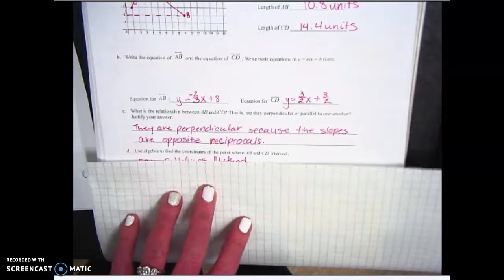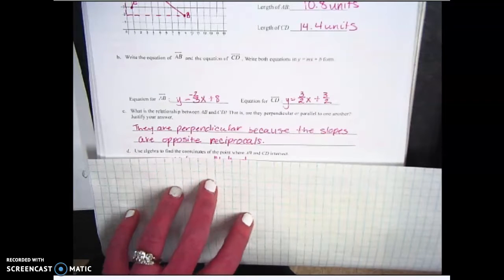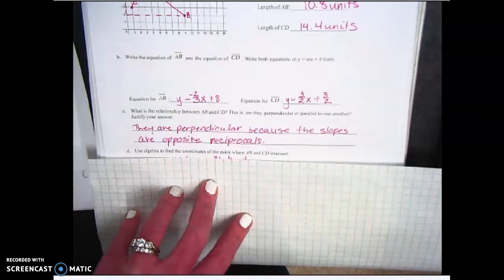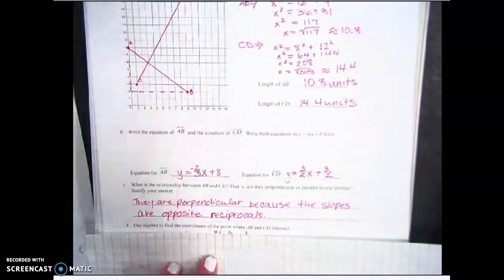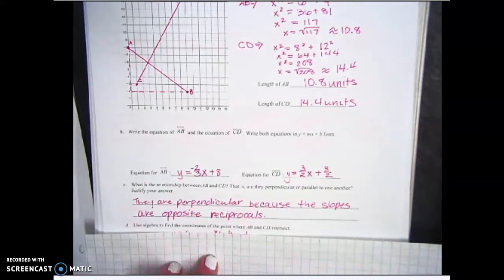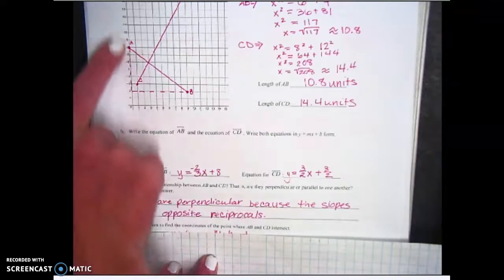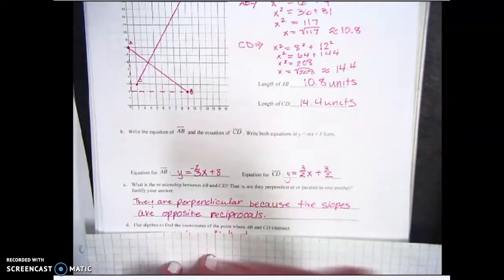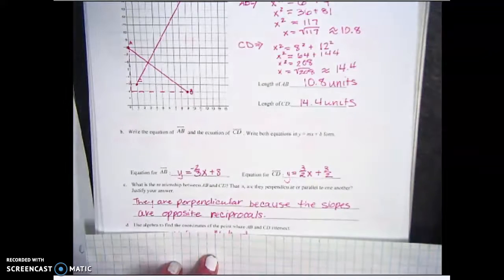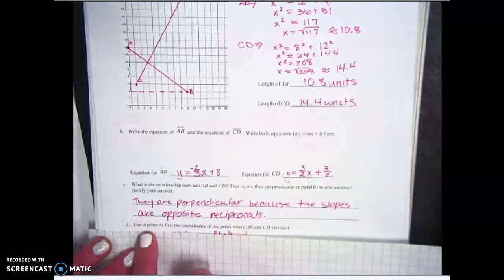Part D says use algebra to find the coordinates of the point where A and B intersect. Can you look at the graph and figure out where it's at? Can you tell where they're intersecting right there? Where are they intersecting? The way the graph is drawn, those look like negative numbers, but it's just the line extending through them. They're actually all positive. So it looks like it's at 3, 6, right? Okay. But they want us to use algebra.